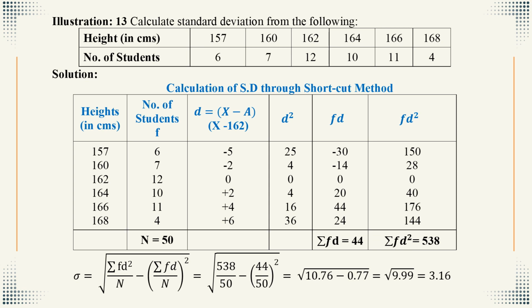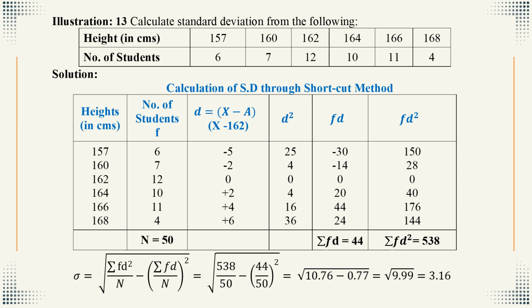Then illustration 13. In this method, the standard deviation should be calculated for the discrete series. Here the height of the students and the number of students representing the height has been given. And for the solution, you have to put 1, 2, 3, 4, 5, 6 columns. The first two columns are as given in the illustration. The third one should be calculated as deviation, that is, deviation taken from the assumed mean.